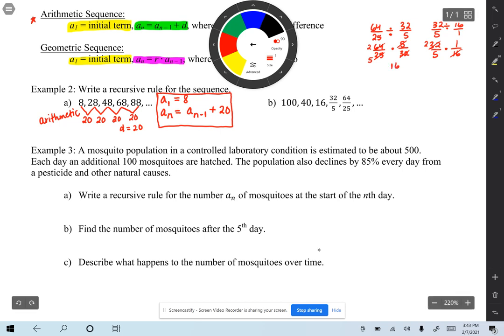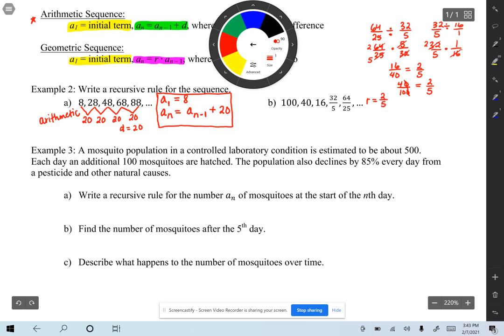So 16 divided by 40. Divide top and bottom by 8, and that gives me 2 fifths. Ooh, so far they're all 2 fifths. And the last one, 40 divided by 100. Zeros cancel. Divide top and bottom, 2 fifths. Woohoo! All that work. R is 2 fifths.